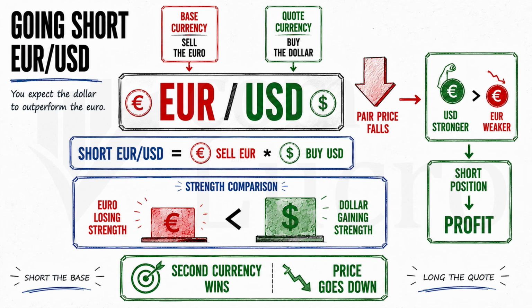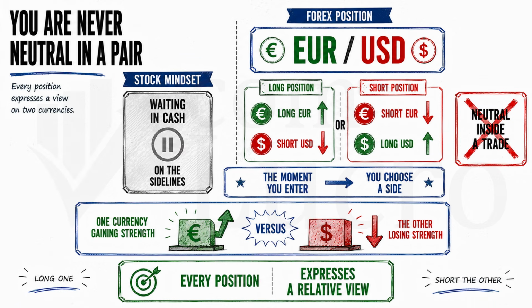Because in Forex, you can make money from a chart going down just as easily as one going up. And that's something the stock world doesn't teach you to think about. There's no such thing as sitting in cash and waiting on the sidelines inside a trade. The moment you're in a pair, you're holding a view on two currencies at once. Long one, short the other. You're never neutral. You're always saying one currency will outmuscle the other.